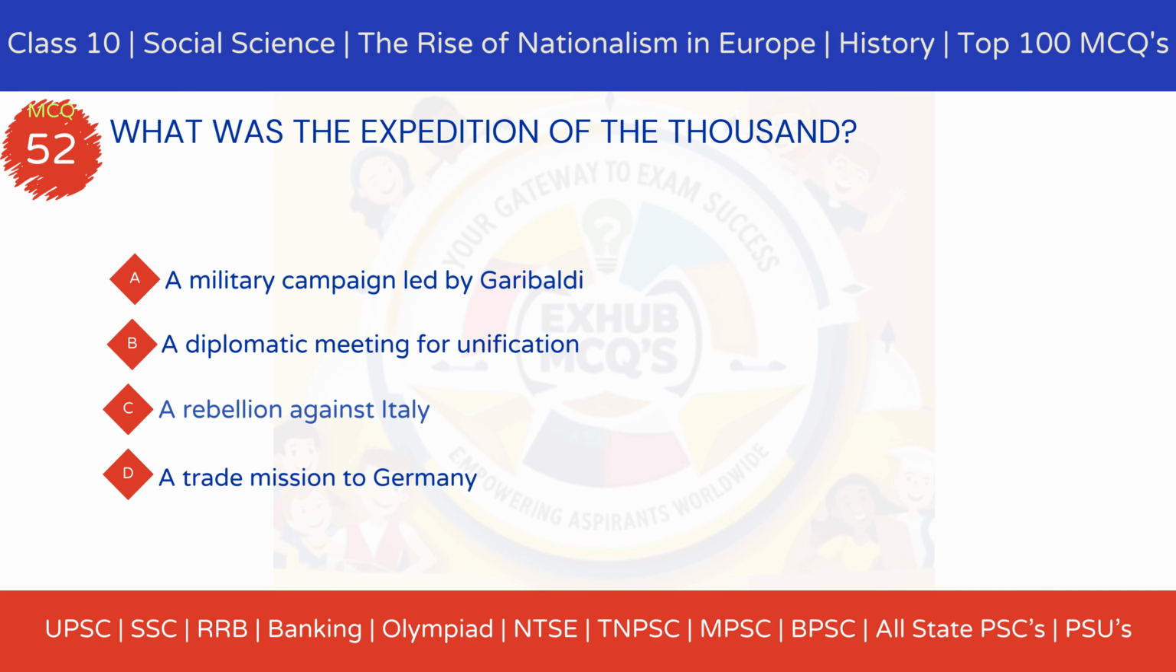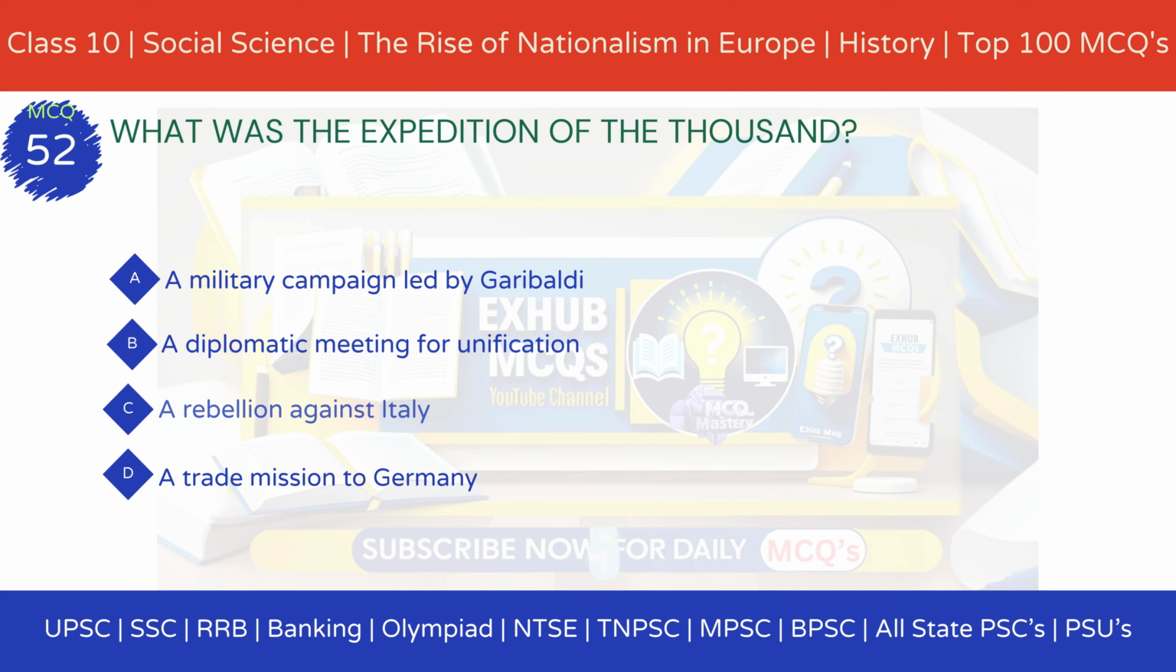MCQ 52. What was the Expedition of the Thousand? Option A, a military campaign led by Garibaldi. Option B, a diplomatic meeting for unification. Option C, a rebellion against Italy. Option D, a trade mission to Germany.